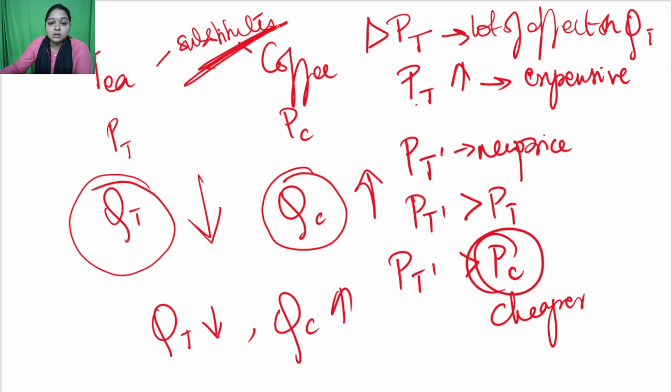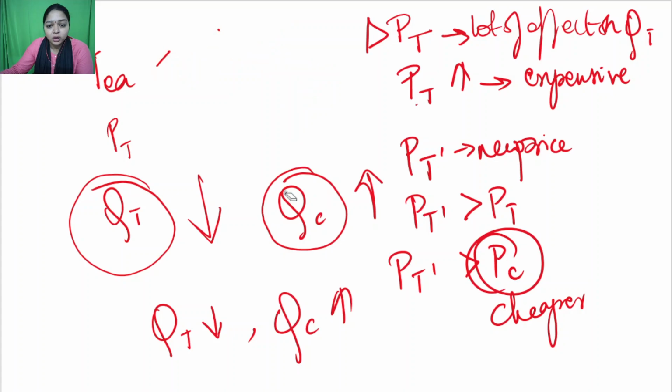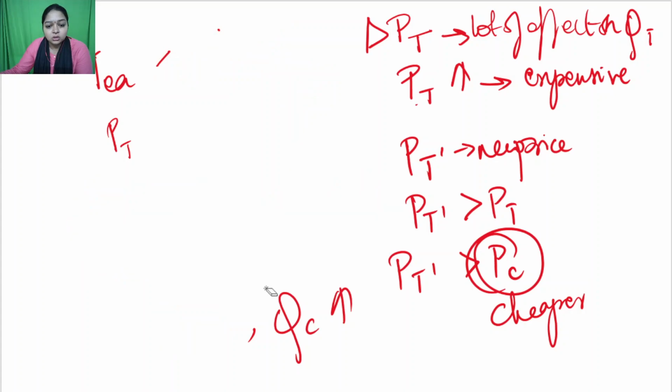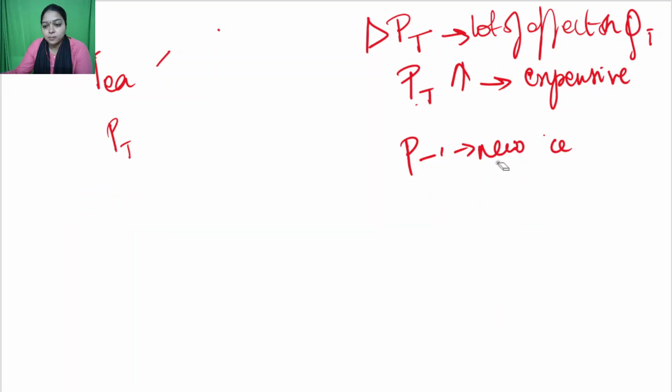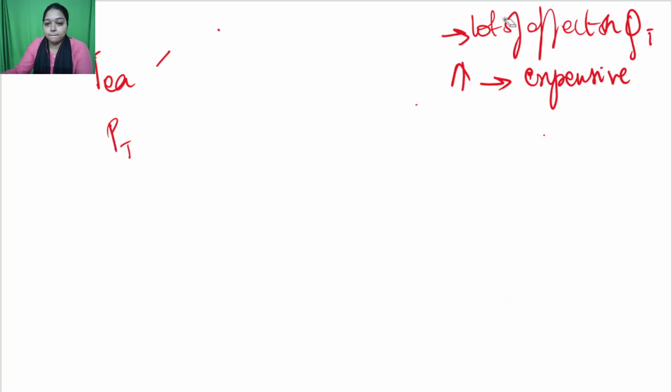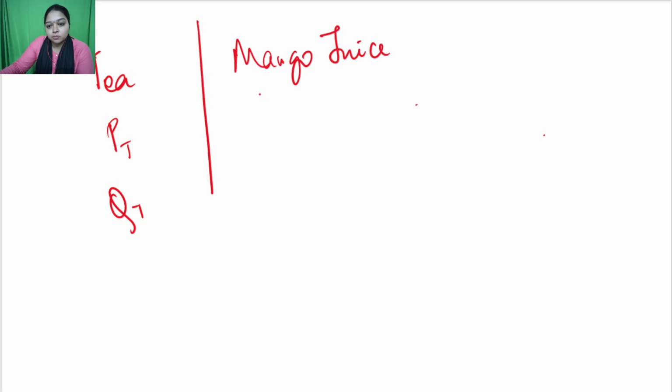Now if I give you a scenario, same scenario, let us take the same scenario of increase in price of tea. Okay, let me just erase all this. Same scenario, there is tea, price of tea and quantity of tea, but then I am giving you mango juice, right? So price of mango juice, quantity of mango juice.